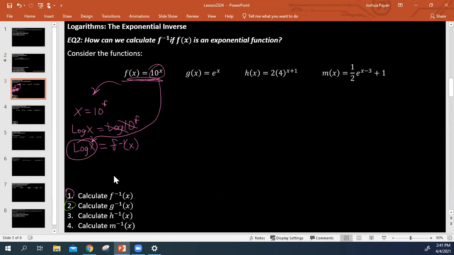Let's find g inverse. Same idea. I'm going to flip g and x. So I'm going to say x is equal to e to the g power instead. And I'm going to do exactly what I did over here. The inverse of exponential base e is going to be log base e. And there's another name for that. When I say log base e of some number x, what I'm really saying is natural log of x. ln means log base e.